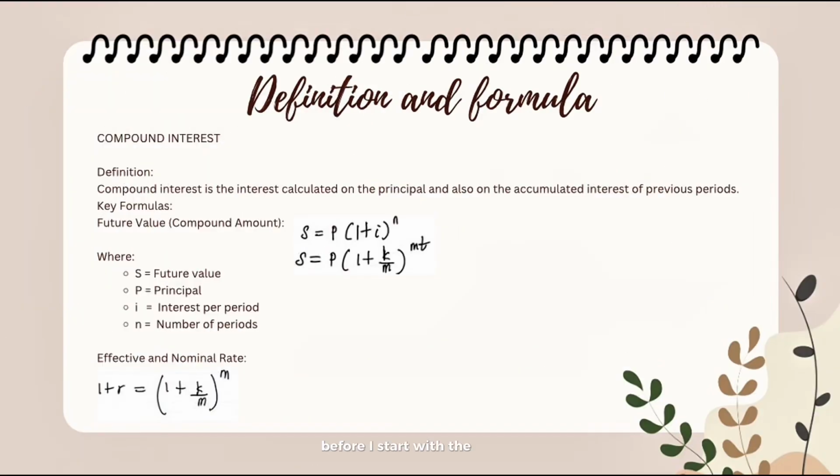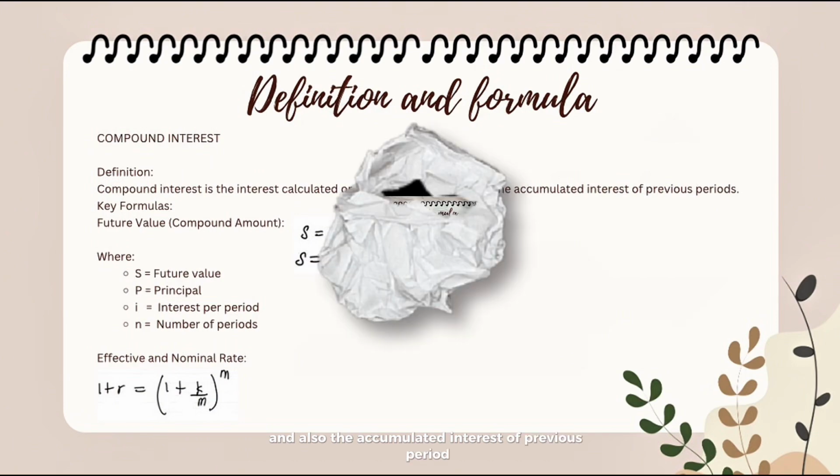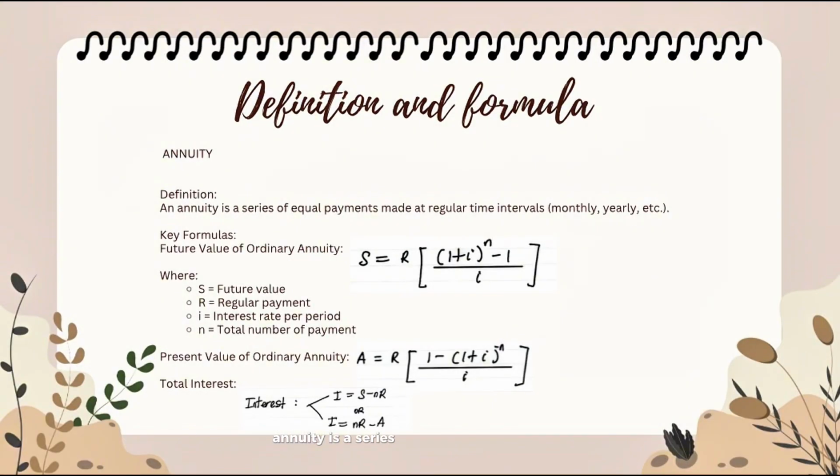Before I start with the question, let me give you the definition of compound interest and annuity. Compound interest is the interest calculated on the principal and also the accumulated interest of previous periods. Annuity is a series of equal payments made at regular time intervals, which is monthly, yearly, etc.